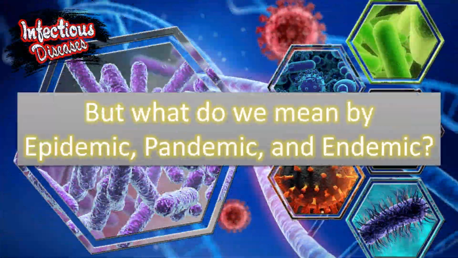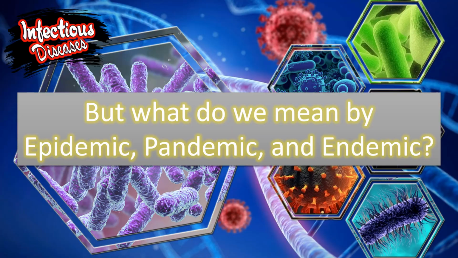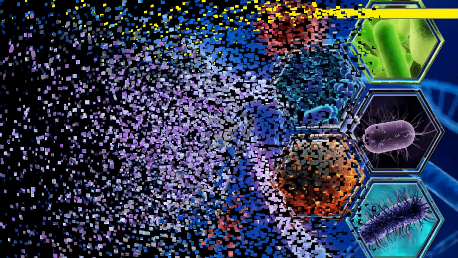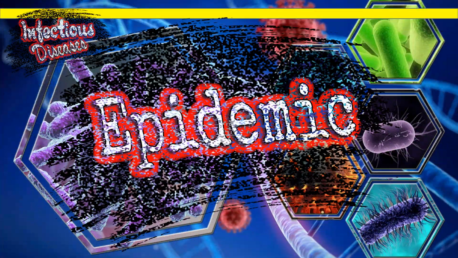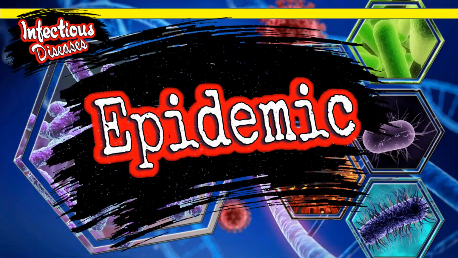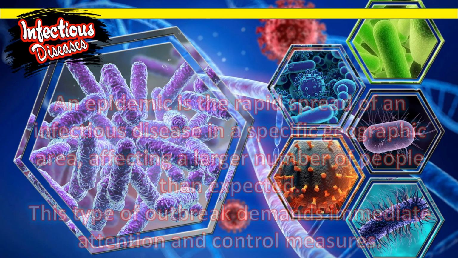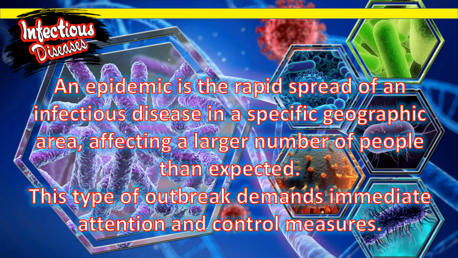But what do we mean by epidemic, pandemic, and endemic? Epidemic. An epidemic is the rapid spread of an infectious disease in a specific geographic area, affecting a larger number of people than expected. This type of outbreak demands immediate attention and control measures.